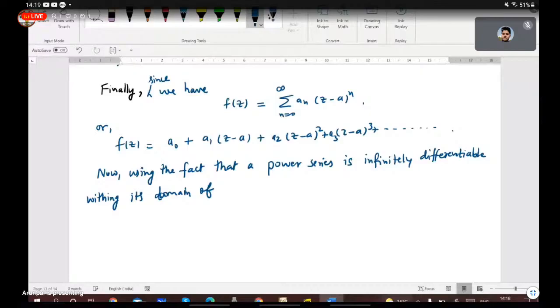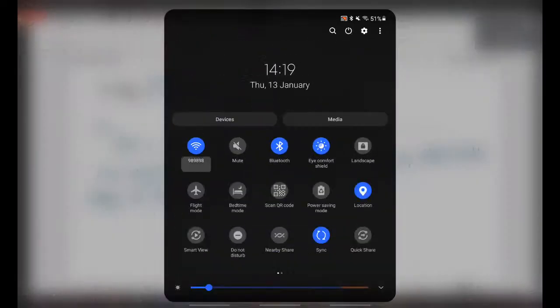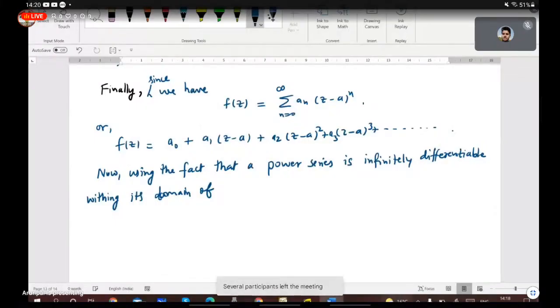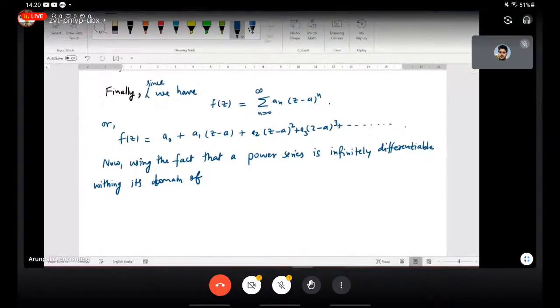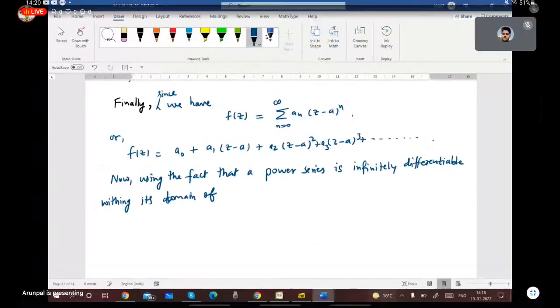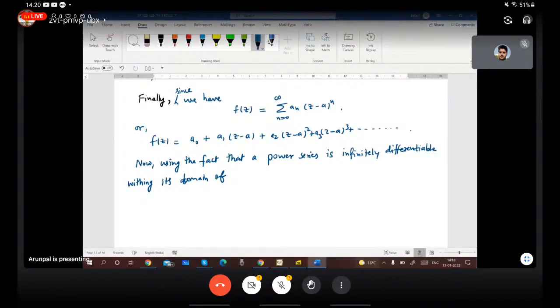Now repeat the process. a1. Right? Again, repeat the process. f double dash z. This time it will be (z minus a) square. I hope you can imagine this. And what will be the value of f double dash at a? It will be 2a2.